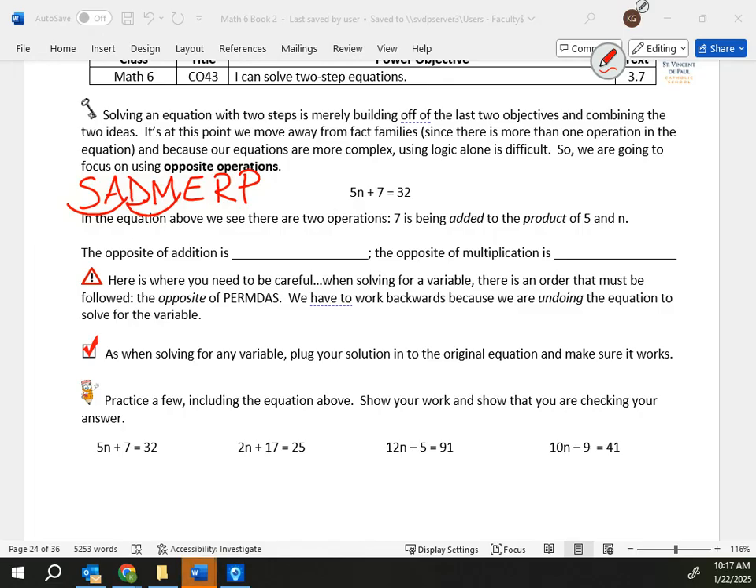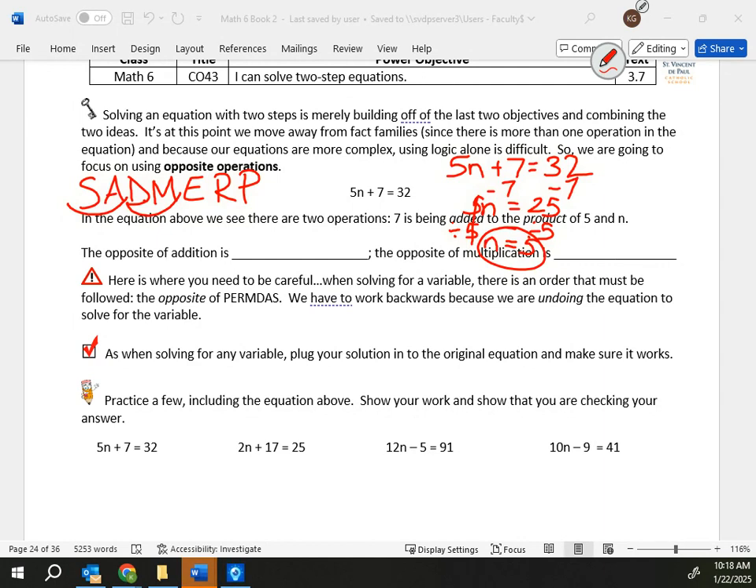So if we look at that 5n plus 7 equals 32, we want to start with that adding or subtracting, doing the opposite. So instead of adding 7, we're going to subtract 7 from both sides. So we get the 5n equals 25. Now we're multiplying by 5, so we want to divide by 5 on both sides. 5 divided by 5 cancels out, so we have n equals 25 divided by 5, which is 5. So you do the opposite of the adding or subtracting, then you do the opposite of multiplying or dividing.